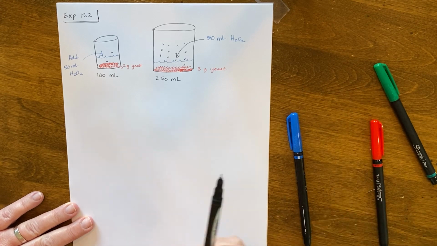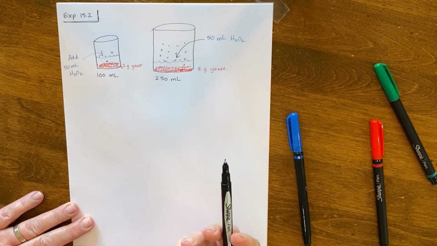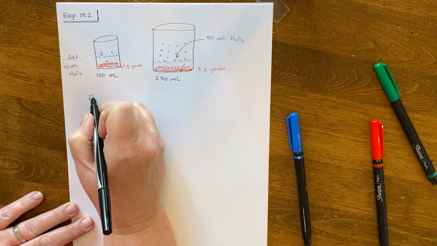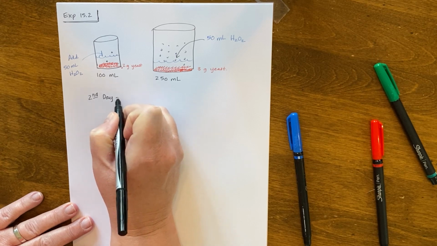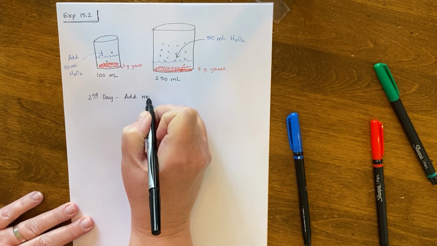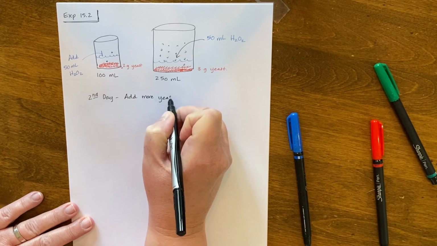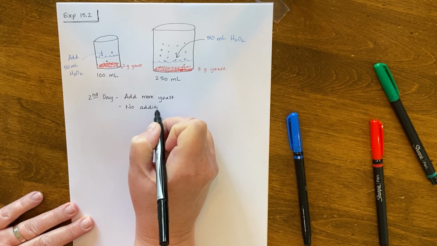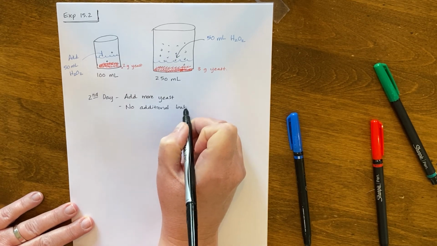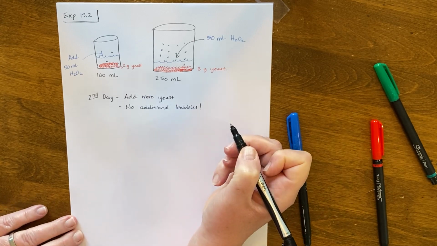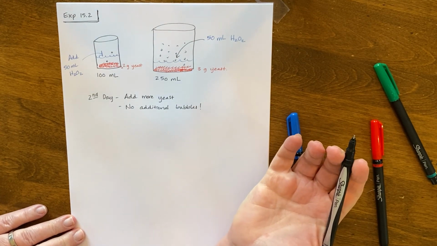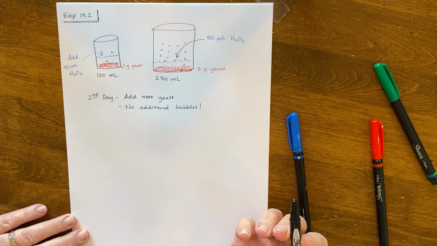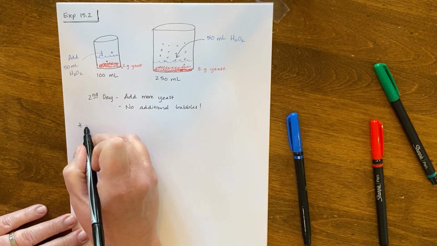But what I would notice is that the second day, when I added more yeast, I would not get any more bubbles. So second day, add more yeast, but there would be no additional bubbles. So why is that? Why did that happen? It seems like if I would add more yeast, the reaction would go again and I would end up getting more bubbles.